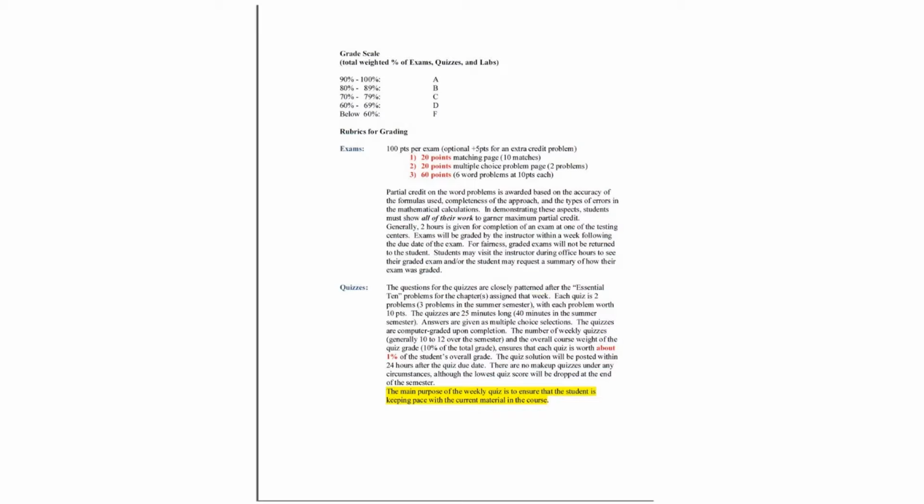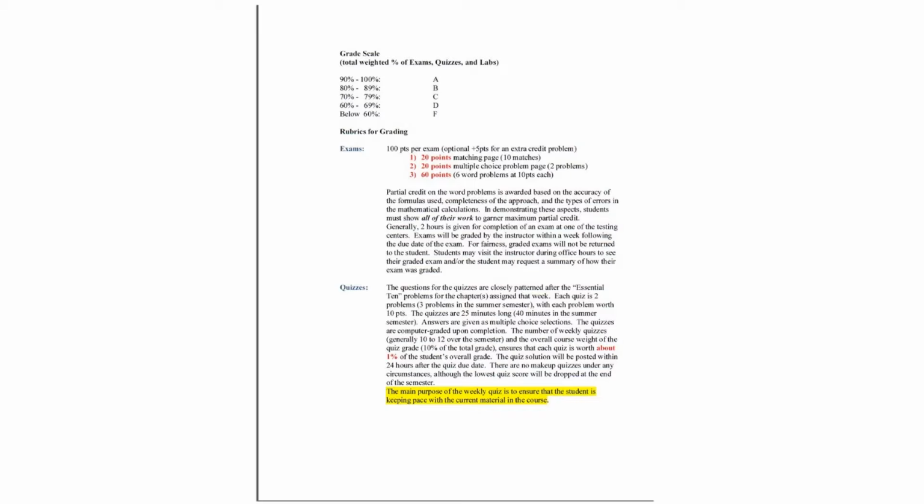Exams will be graded by the instructor within a week following the due date of the exam. For fairness, the graded exams will not be returned to the student. Students may revisit the instructor during office hours to see their graded exam, and or the student may request a summary of how their exam was graded.